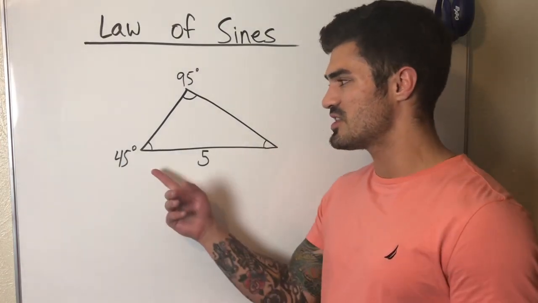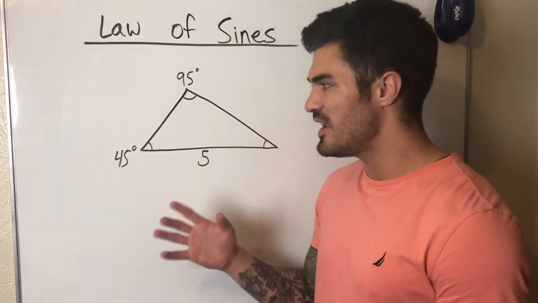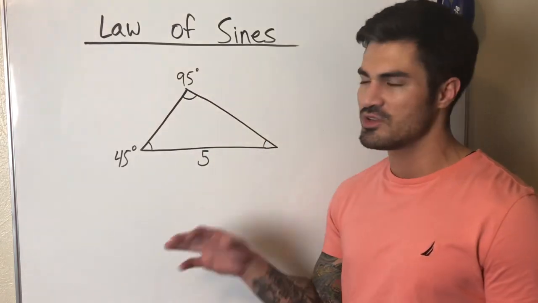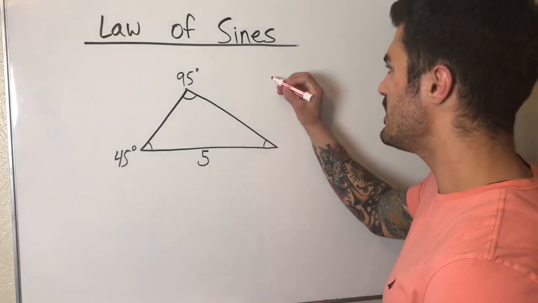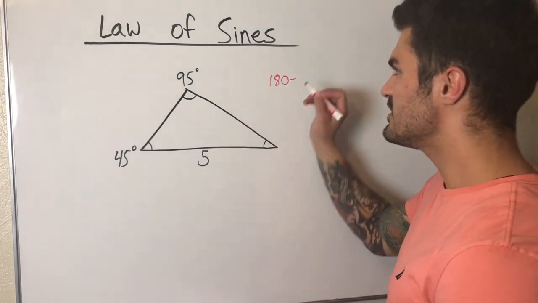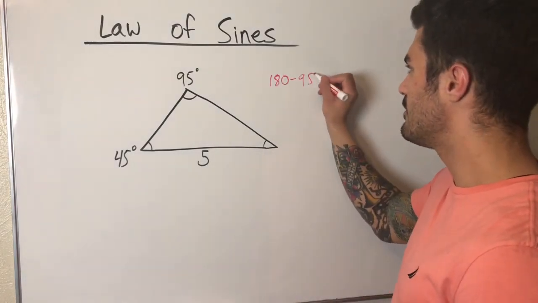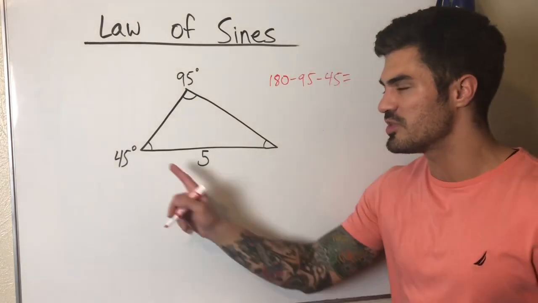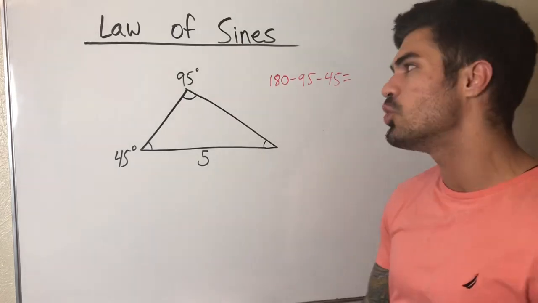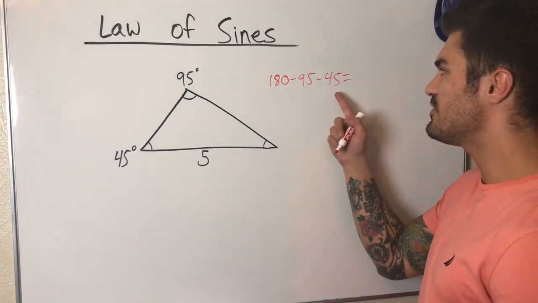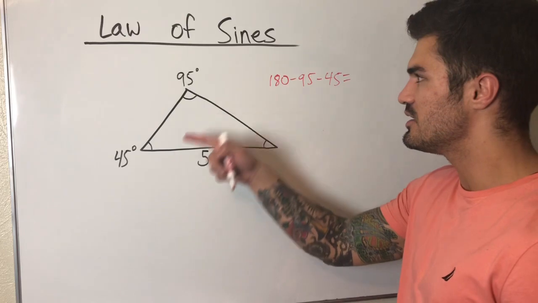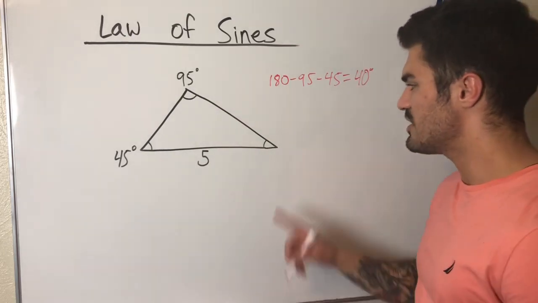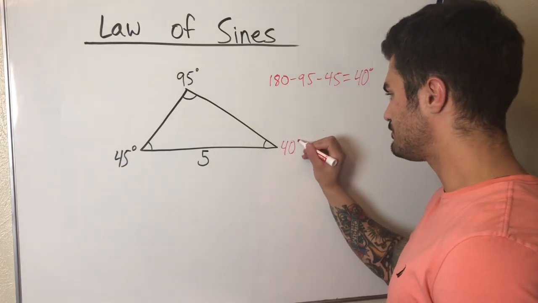So the first thing I notice is that I'm given two angles. So anytime I have two angles, the first thing I do is find this third angle, just because it's real easy to do. So 180 minus 95 minus 45, right? That's how I find this missing angle, because all three of these angles have to add up to 180. So 180 minus 95 minus 45, that's what? Let's see. I think that's 40 degrees. So that missing angle is 40 degrees.